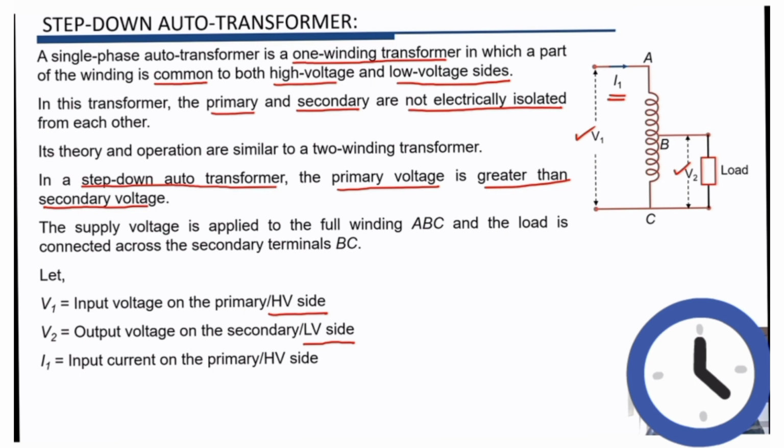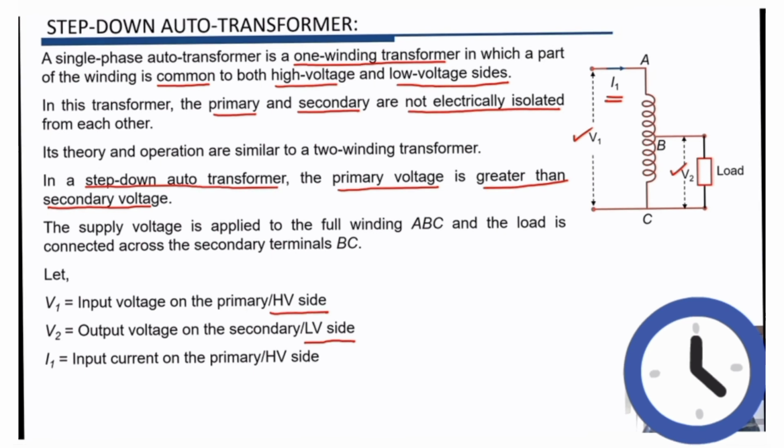ABC is the primary winding, and B and C is the secondary winding, which means the part B and C is common to both windings. The voltage source V1 is applied to the primary winding ABC, and the load is connected to the secondary winding B and C.